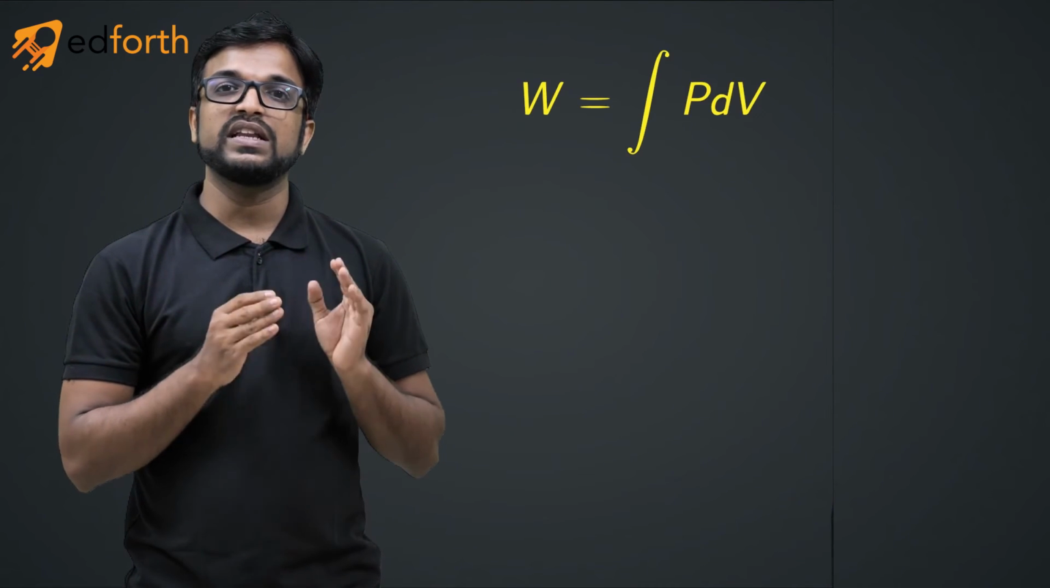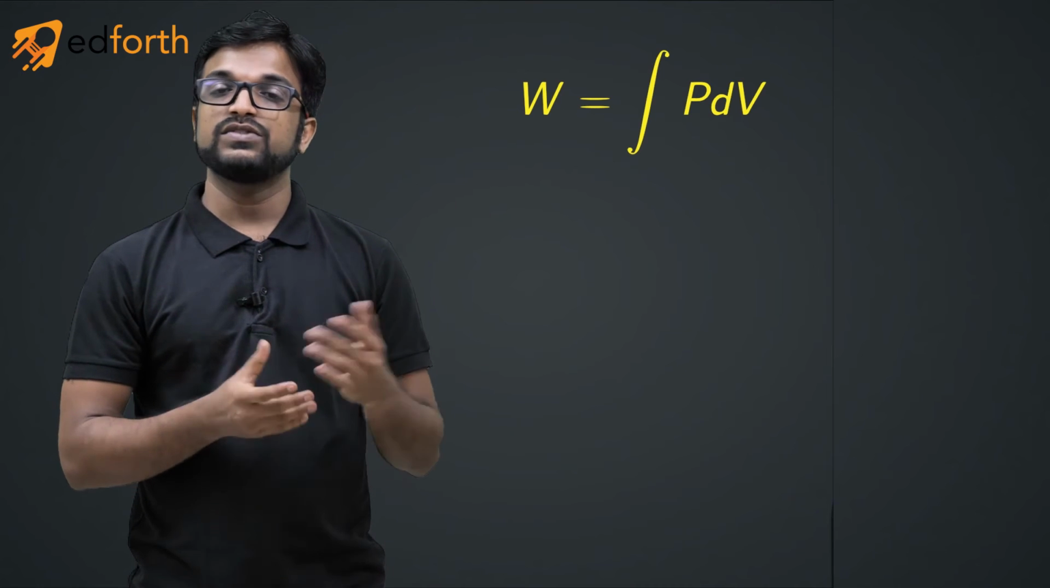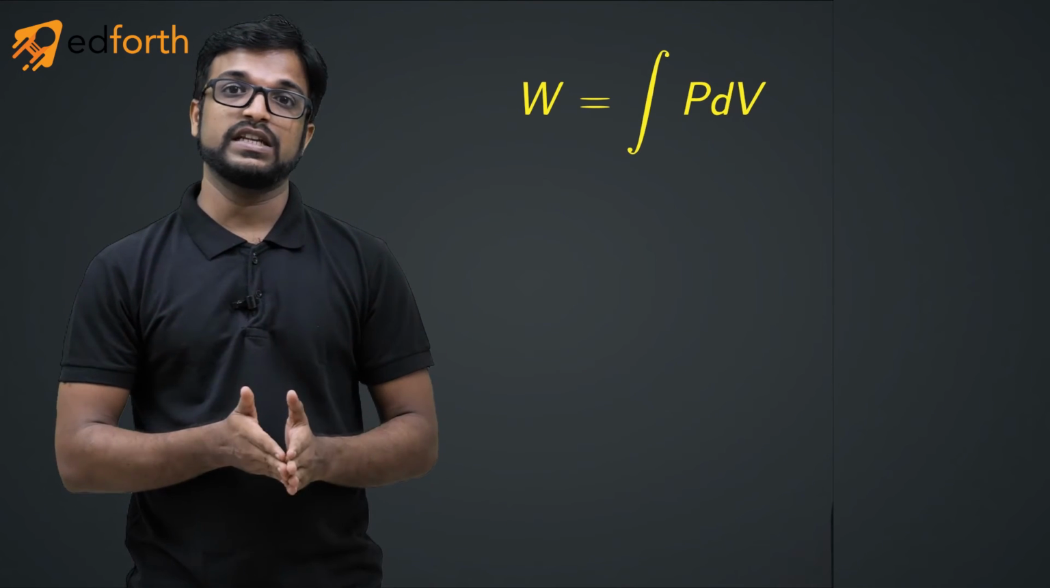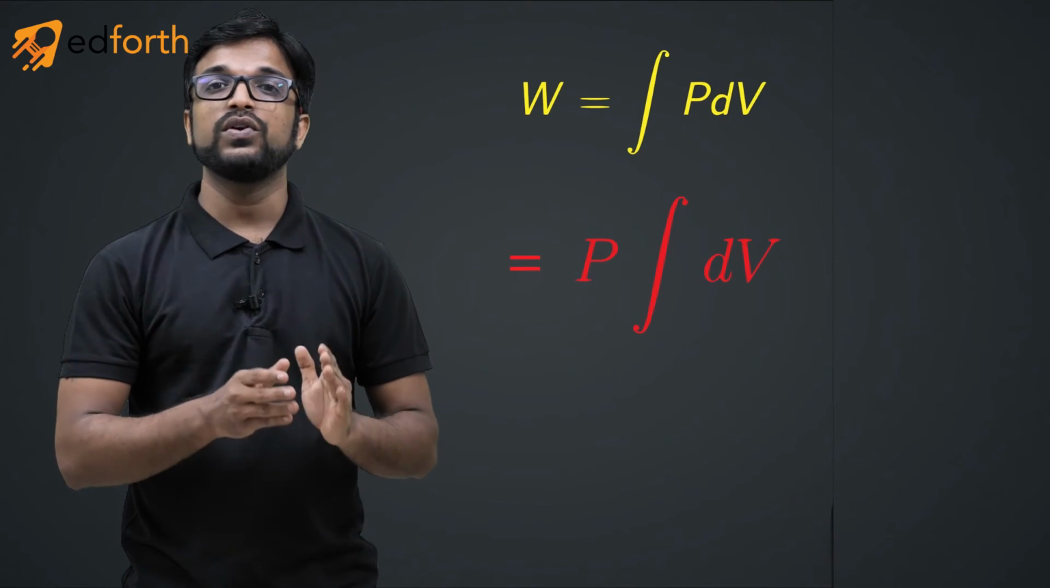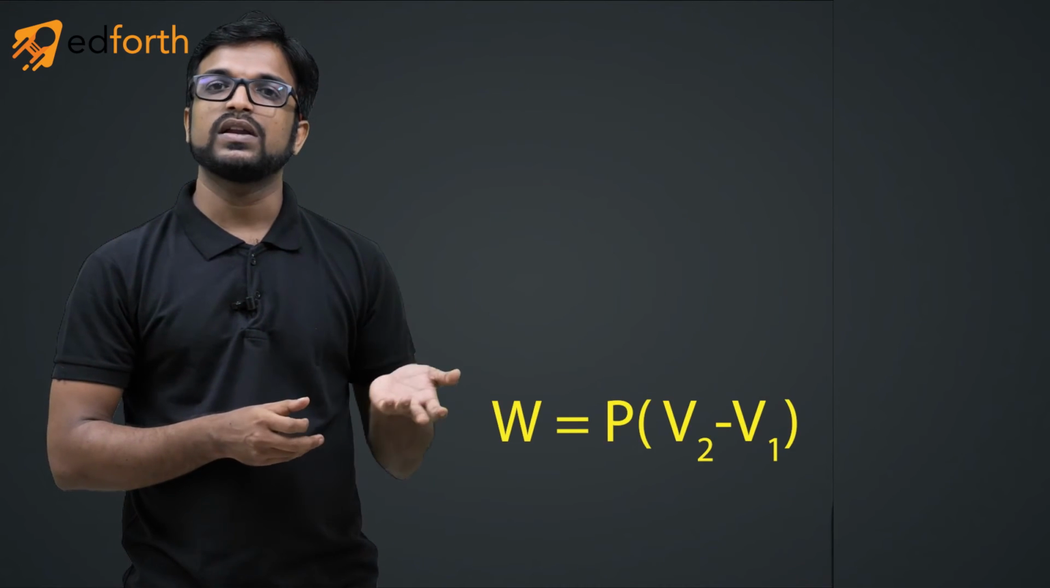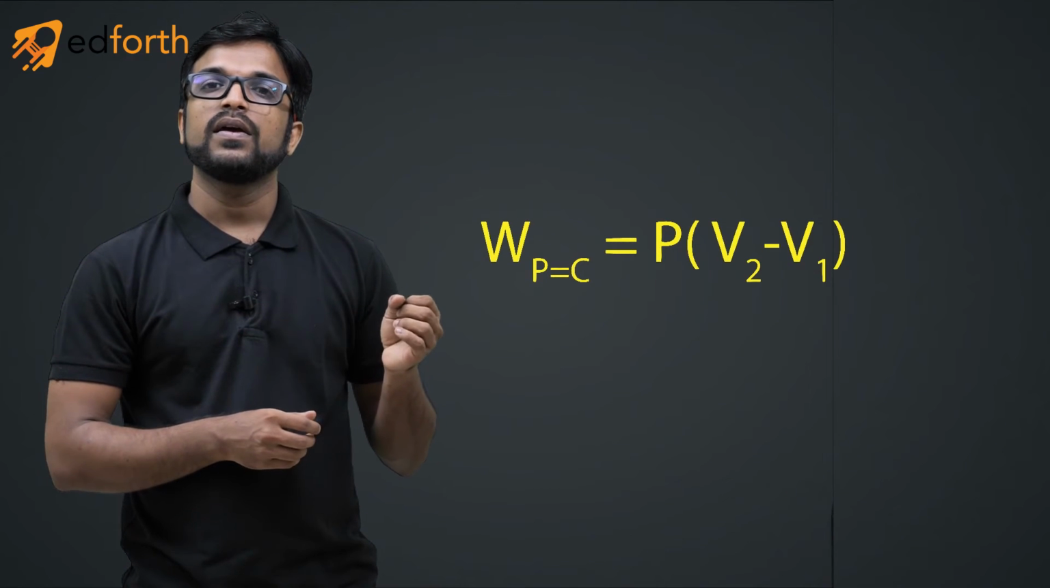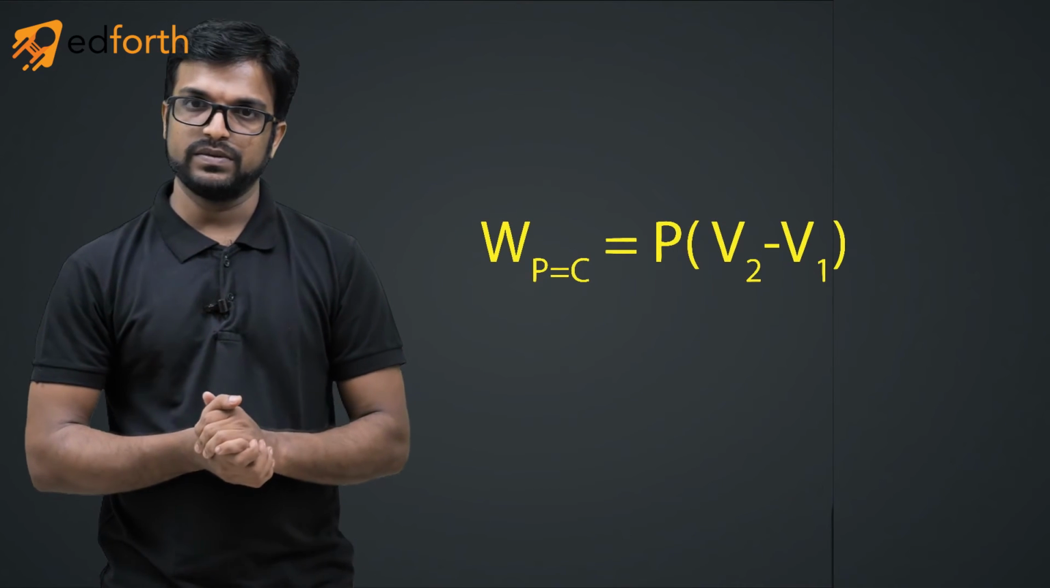So let's find the work transfer in a constant pressure process. We know that work transfer is equal to integral PdV. Since we are talking about a constant pressure process, pressure is constant, we can take it out. So P into integral dV, that is nothing but V2 minus V1. So work transfer in a constant pressure process is given by P into V2 minus V1.